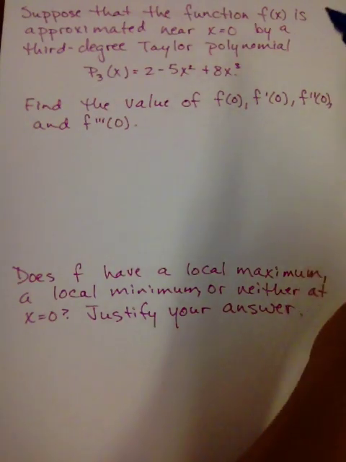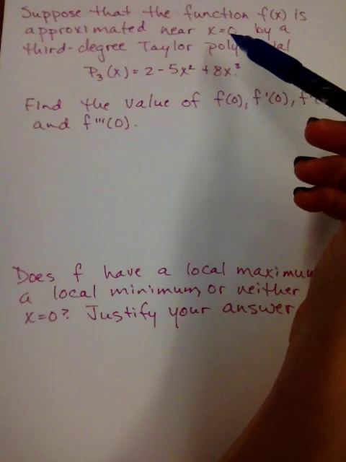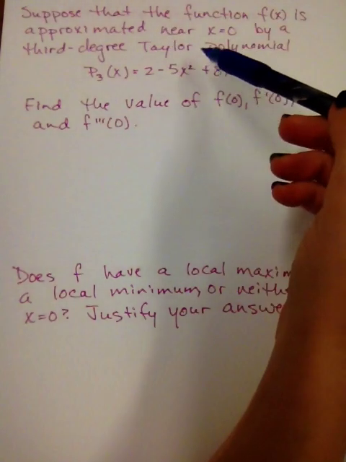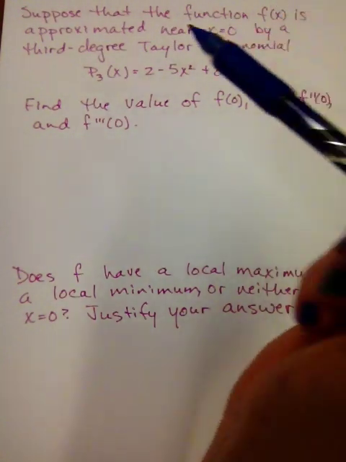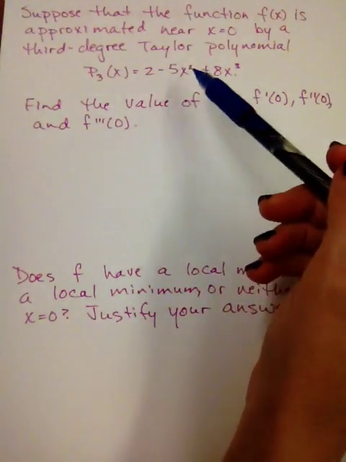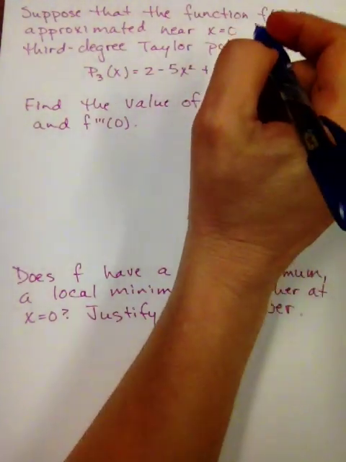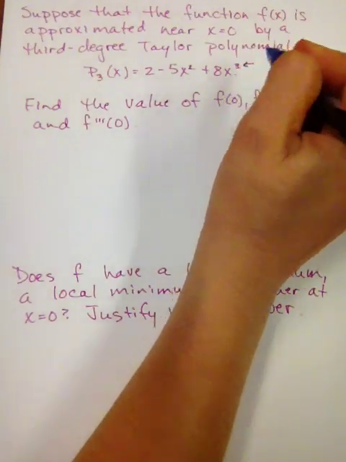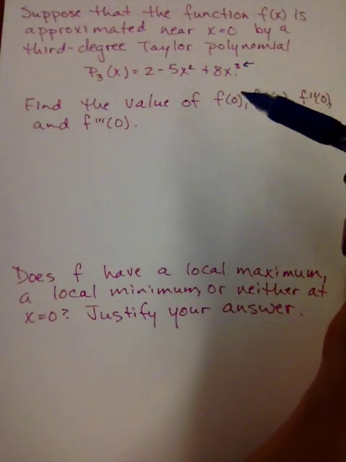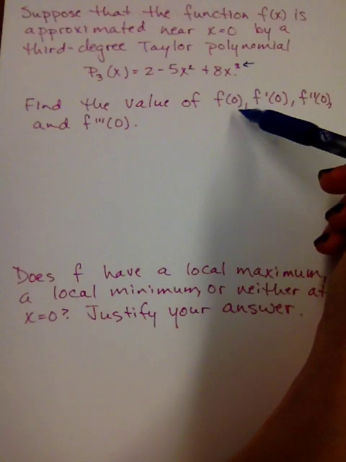Suppose that you had some function f of x and it was approximated near x equals 0 by a third degree Taylor polynomial. So they gave you P sub 3 of x equals 2 minus 5x squared plus 8x to the third, so that's third degree. And someone asked you to find, well, what was the value of the original function at x equals 0?